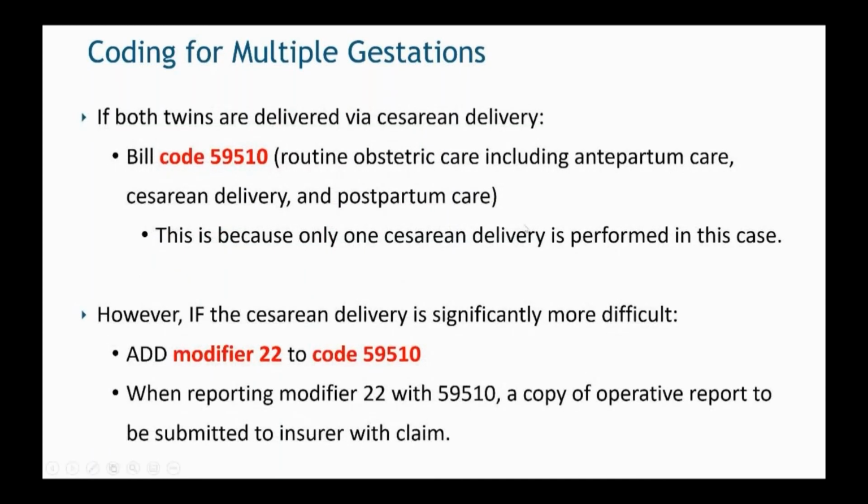If both twins are delivered via cesarean delivery, bill code 59510, and that's routine obstetric care, including antepartum, cesarean delivery, and postpartum care. This is because only one cesarean delivery is performed in this case. However, if the cesarean delivery is significantly more difficult, add modifier 22 to code 59510, because again, modifier 22 means it was more difficult, it required more effort. When you report modifier 22 with that code, a copy of the operative report is to be submitted to the insurer with the claim.